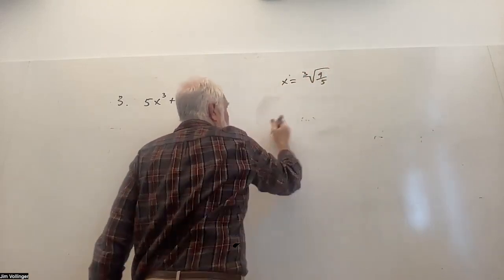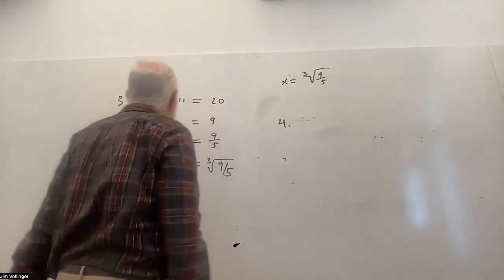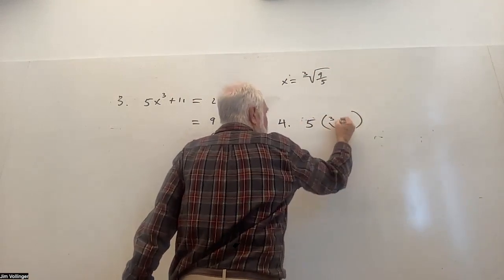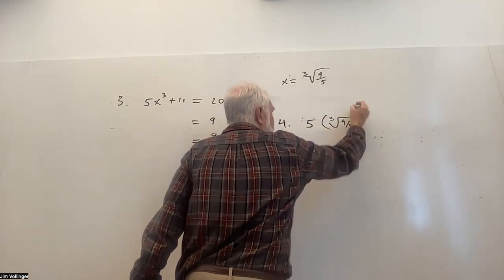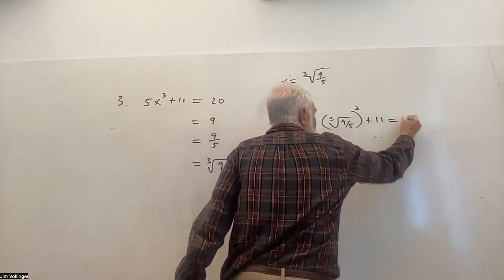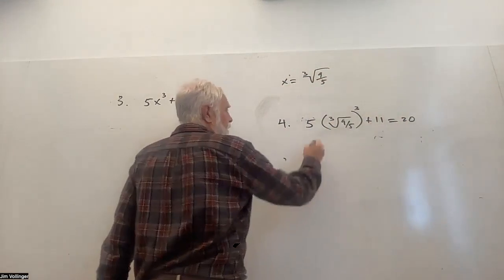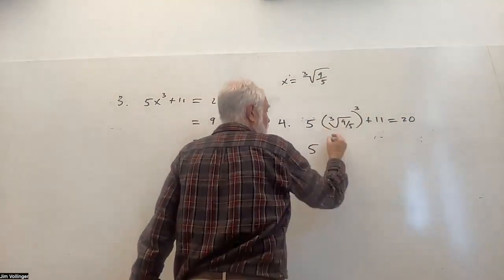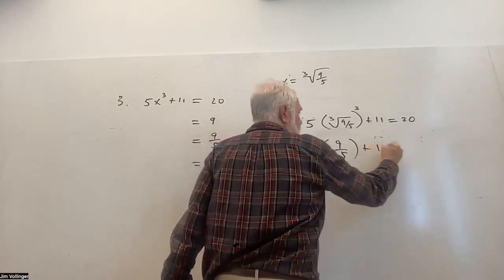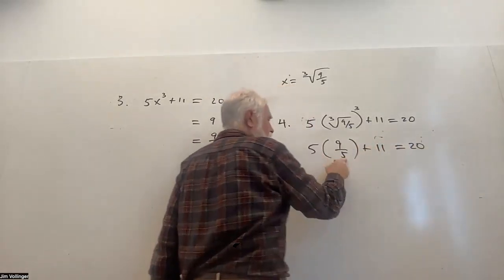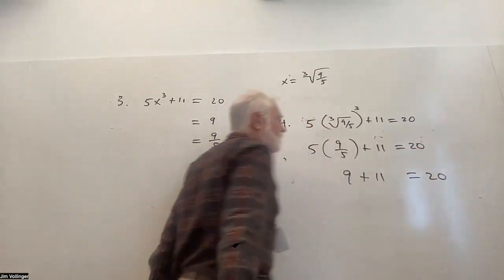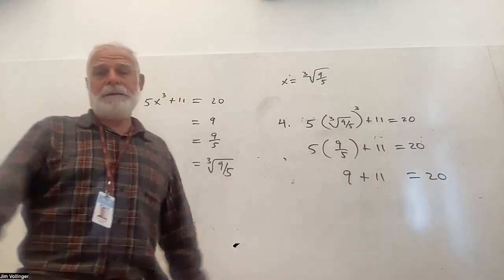Let's move this down a little bit, for organizational purposes. So 5 times the cube root of 9/5 is going to get cubed. And we're going to add 11. We're going to find out if that indeed comes out to 20. So 5, looks like these are inverse operations. So that gets us 9/5 plus 11. Does that equal 20? I think we can see the cancellation of the 5s. We've got our equal signs lined up. We got a little organization in there.